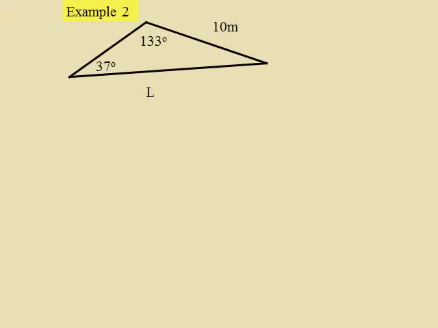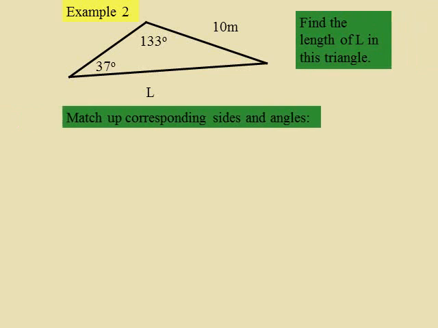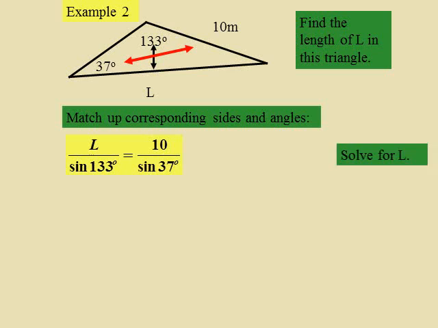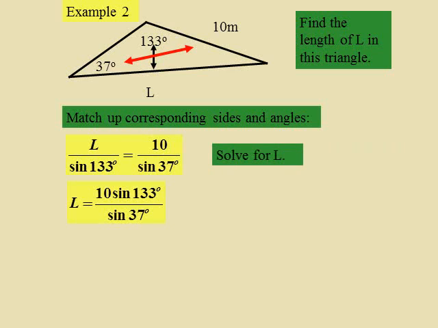Here's the second example. Match up the sides and the angles. So L over sine 130 equals 10 over sine 37. Solve for L. Get an answer, 12.1. Makes sense.